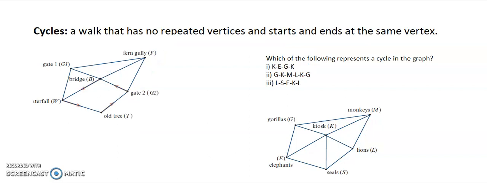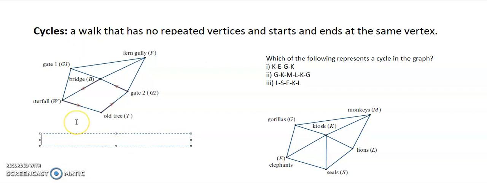Okay, so let's have a look now at a cycle. A cycle is a walk that has no repeated vertices and starts and ends at the same vertex. So again, if there's no repeated vertices, except the last one, it means we can't have any repeated edges as well. So let's have a look at this first one.